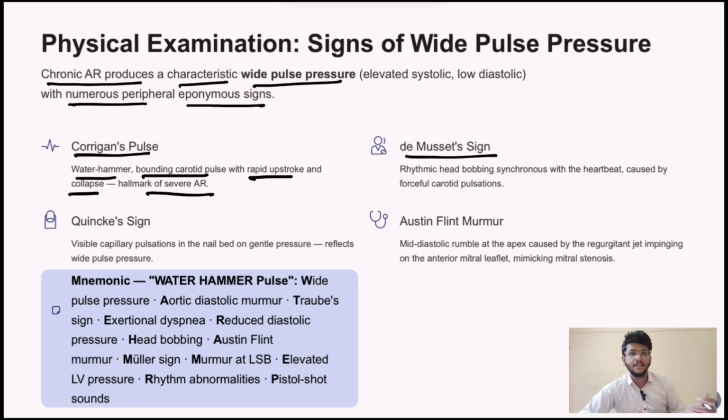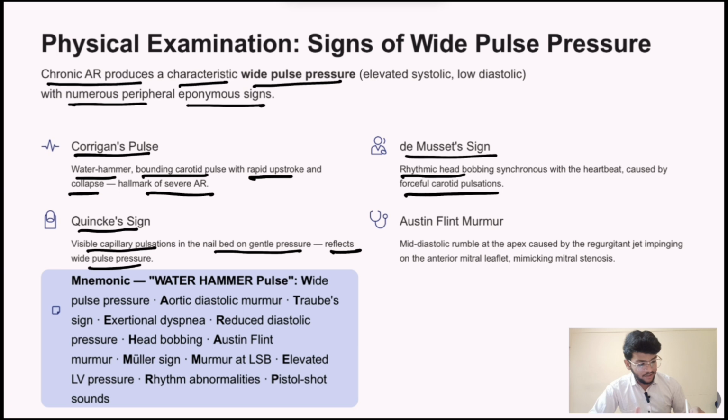De Musset sign is rhythmic head nodding, seen with forceful carotid pulsation. Quincke's sign is visible capillary pulsations in the nail bed with gentle pressure. It reflects wide pulse pressure. Austin Flint murmur is the mid-diastolic rumble at the apex caused by the regurgitation jet impinging on the anterior mitral leaflet and mimicking mitral stenosis.